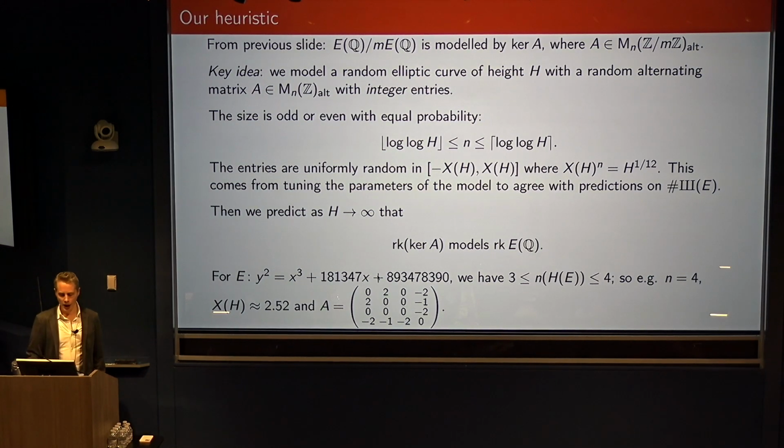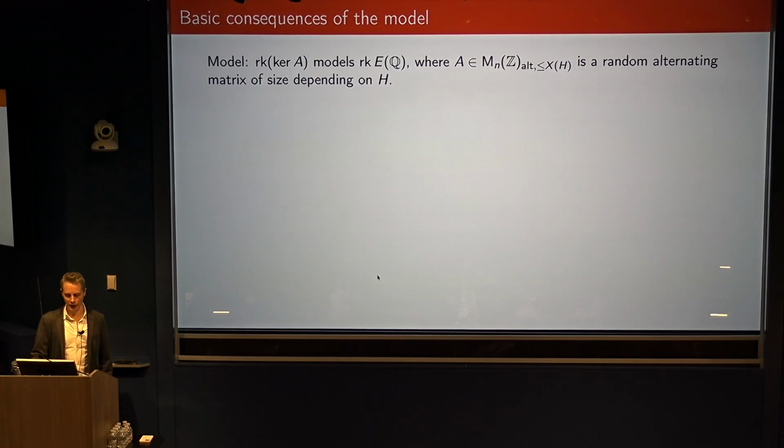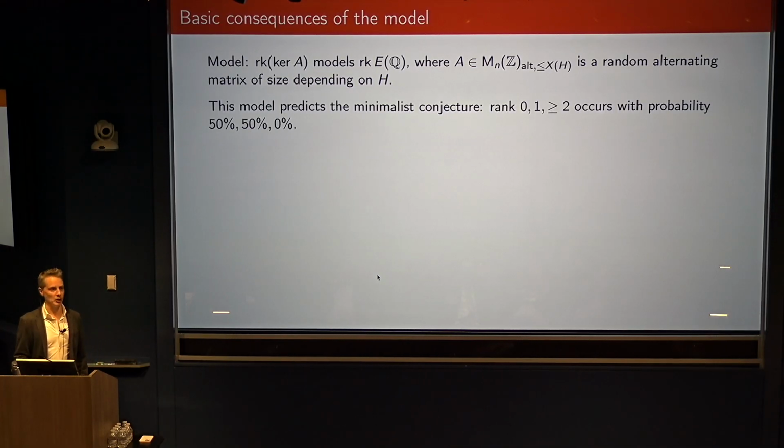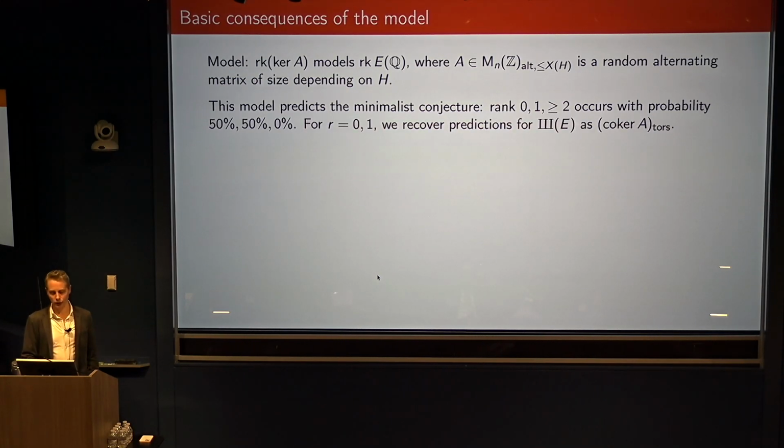OK, now the good thing about this model is that it predicts the minimalist conjecture. So most of the time, for an alternating matrix, as the size goes to infinity and the entries go to infinity, the determinant is 0 zero percent of the time, non-zero 100% of the time. And so that's why the only time you get rank 0 or 1 depends on the size of the matrix. We also, for r equal to 0 and 1, recover predictions for the size of the Sha and the co-kernel.